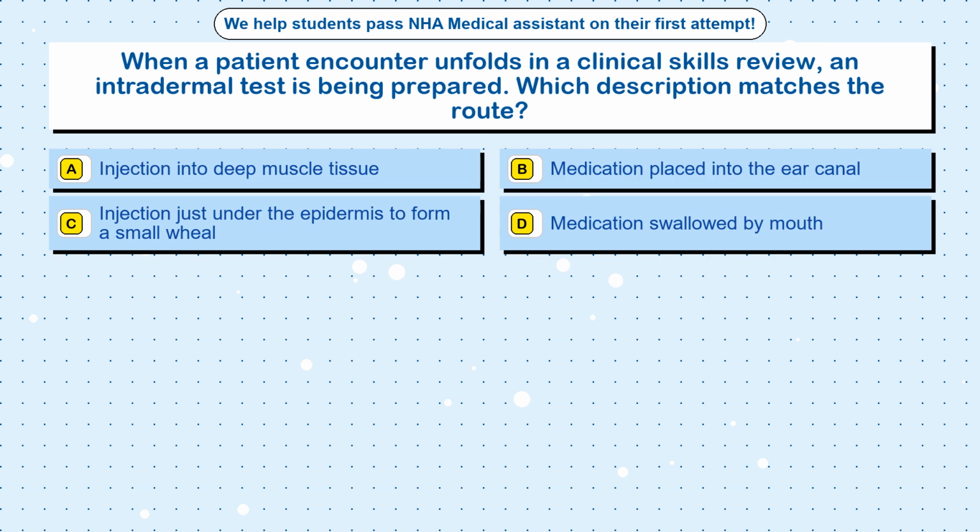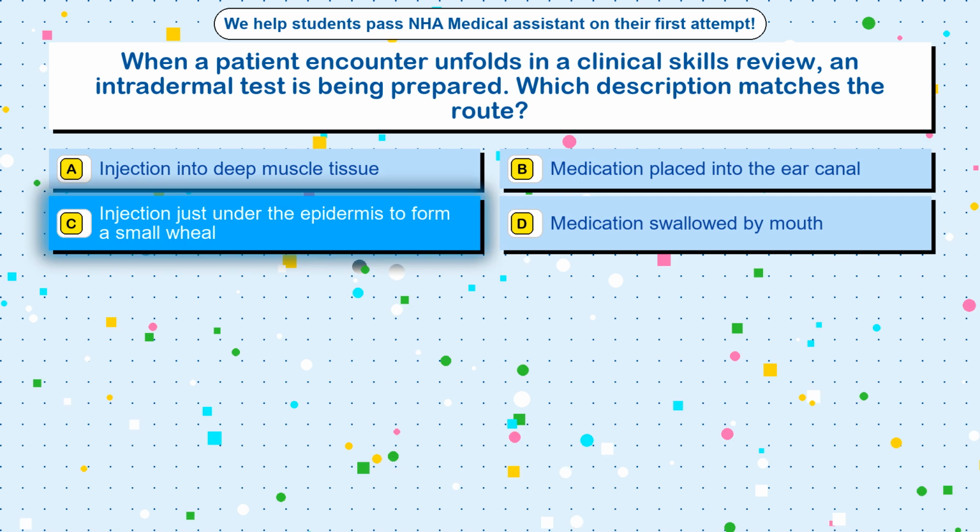Question 44. When a patient encounter unfolds in a clinical skills review, an intradermal test is being prepared. Which description matches the route? Option A. Injection into deep muscle tissue. Option B. Medication placed into the ear canal. Option C. Injection just under the epidermis to form a small wheal. Option D. Medication swallowed by mouth. The correct answer is option C.